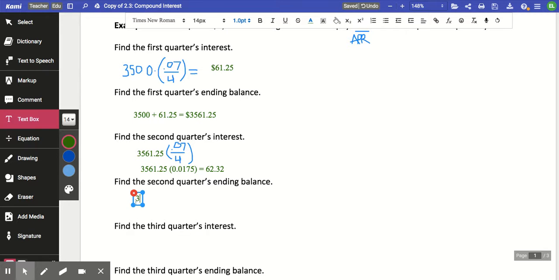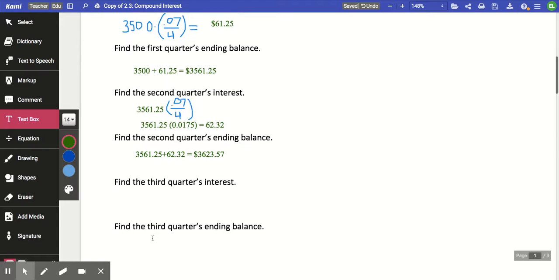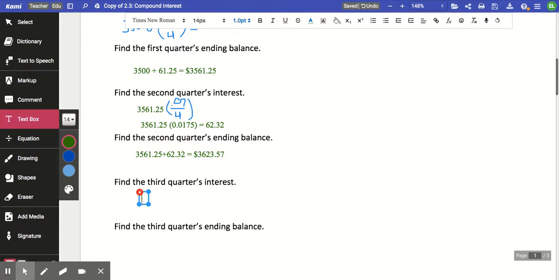So we add that to the current balance, and now we are up to $3,623.57. We're going to do that one more time to find the third quarter interest and the balance at the end of the third quarter.